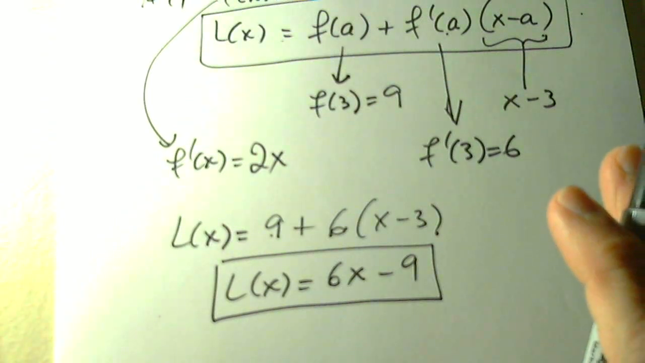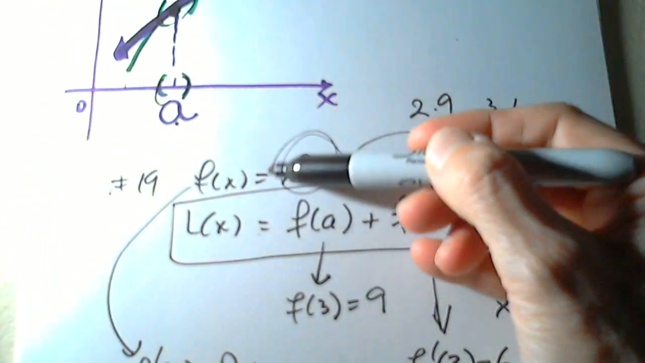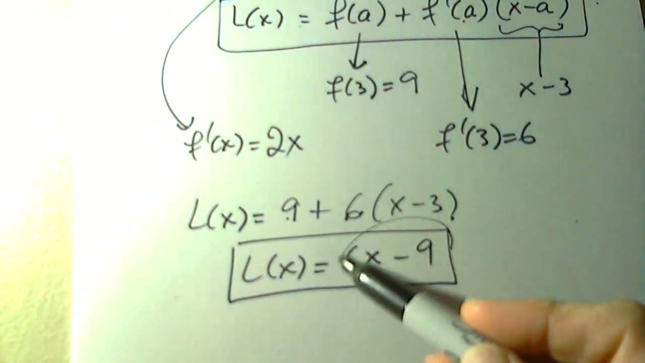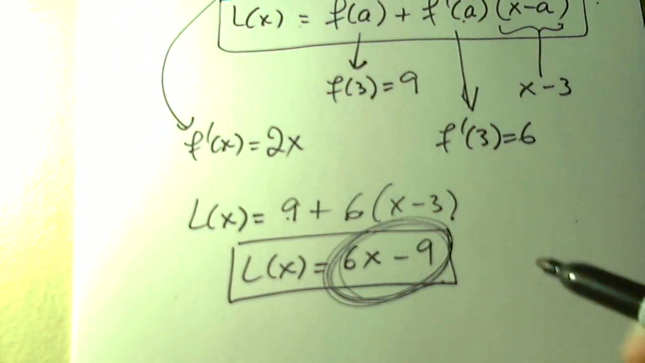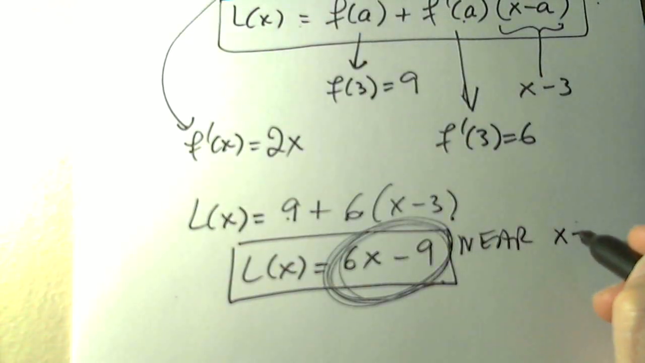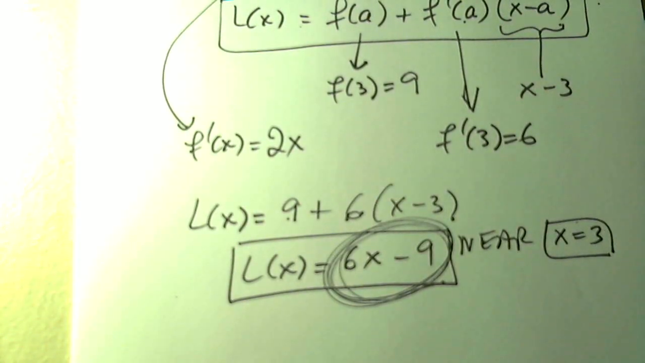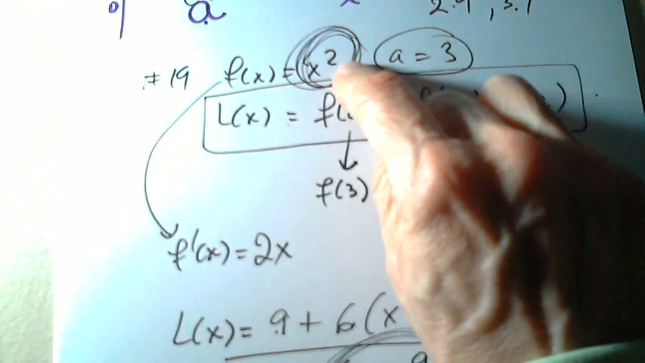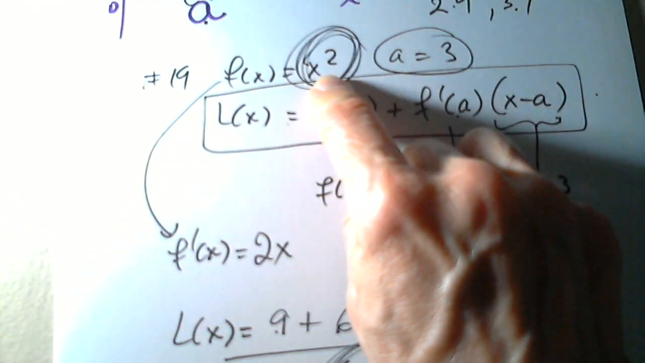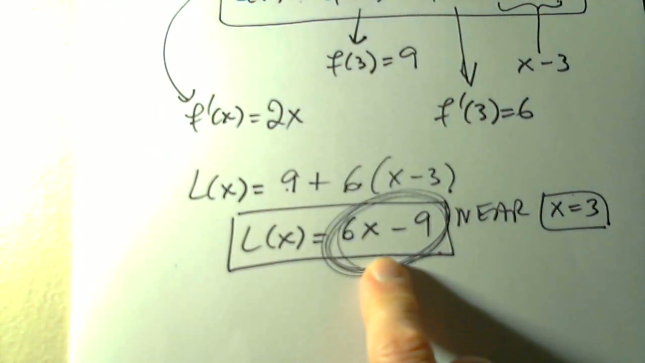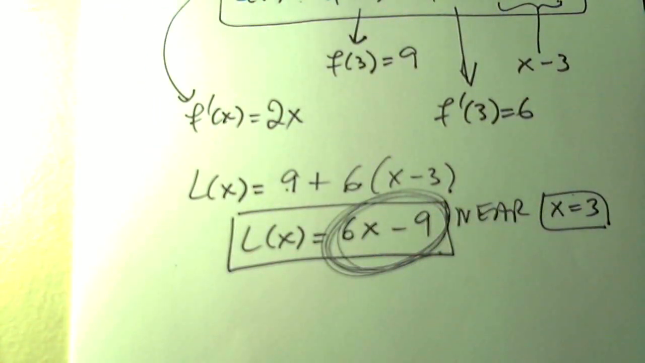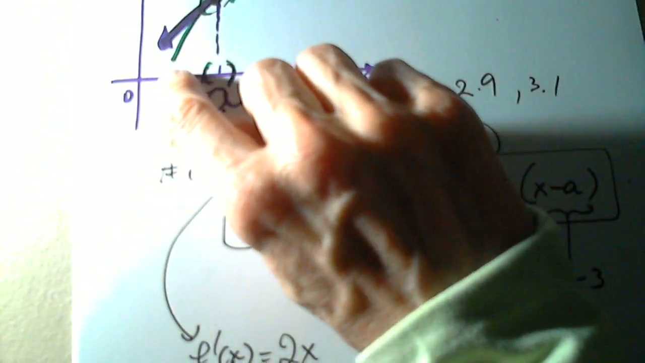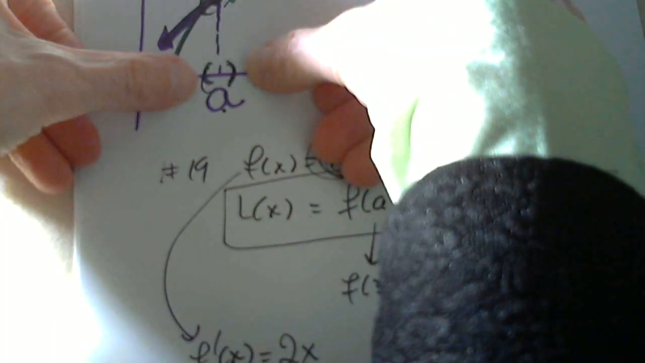So what I'm saying, and this is it, this function can be approximated by this line only near x equals 3. Nowhere else. So I'm saying if you can live with a little bit of error, and you don't want to evaluate this function at 2.9, you can evaluate the line at 2.9 and you'll be very close. Why? Because this equation approximates the function very, very close to A.